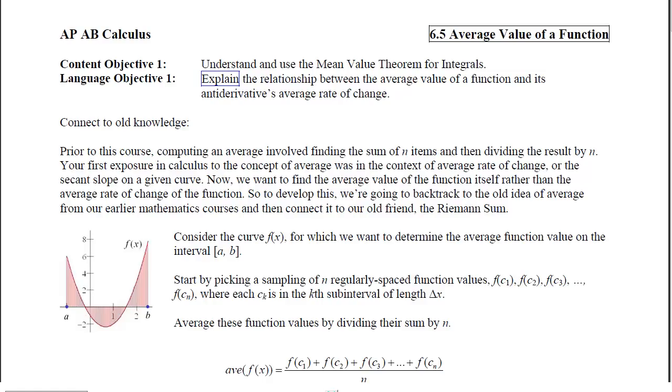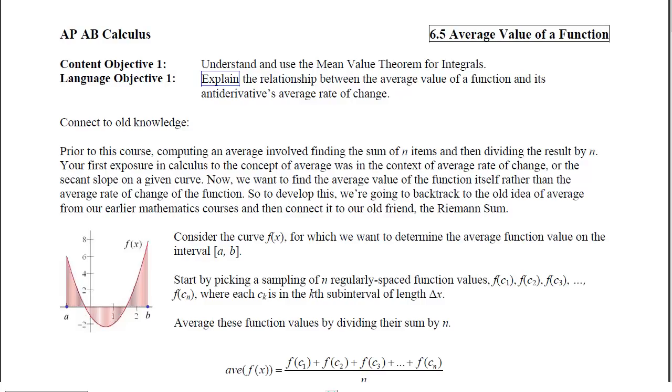Prior to this course, computing an average involved finding the sum of n items and then dividing the result by n. So your first exposure to calculus, to the concept of average, was in the context of average rate of change, or the secant slope on a given curve. Now we want to find the average value of the function itself rather than the average rate of change. So to develop this, we're going to backtrack to that old idea of average from our earlier mathematics courses and then connect it to our old friend, the Riemann sum.